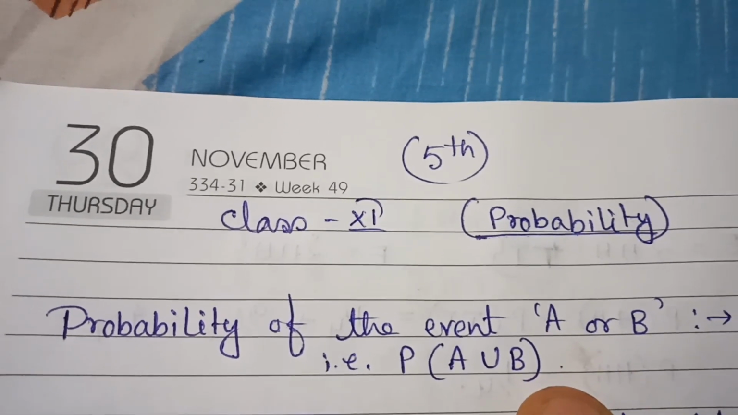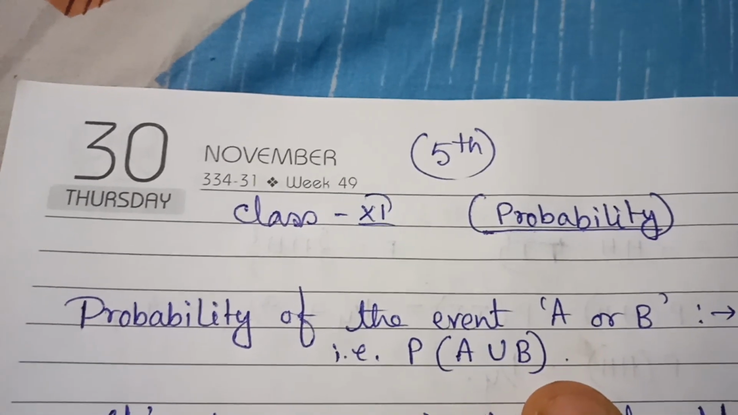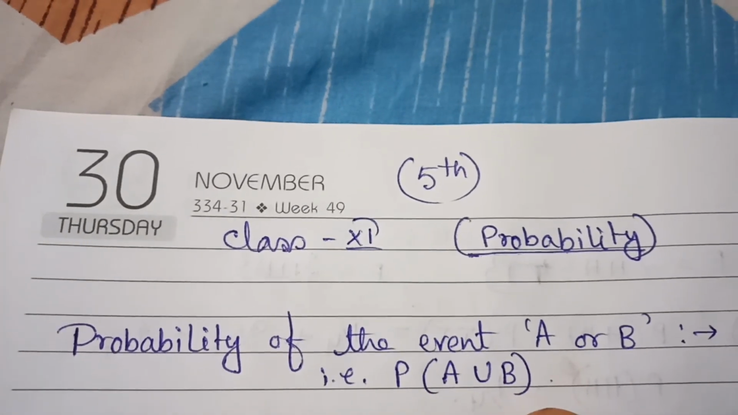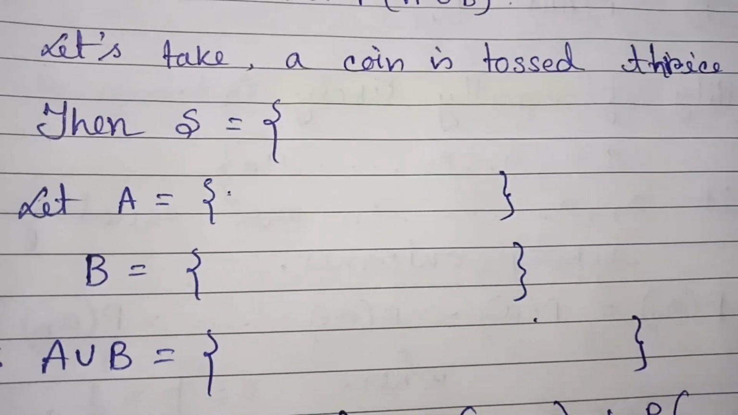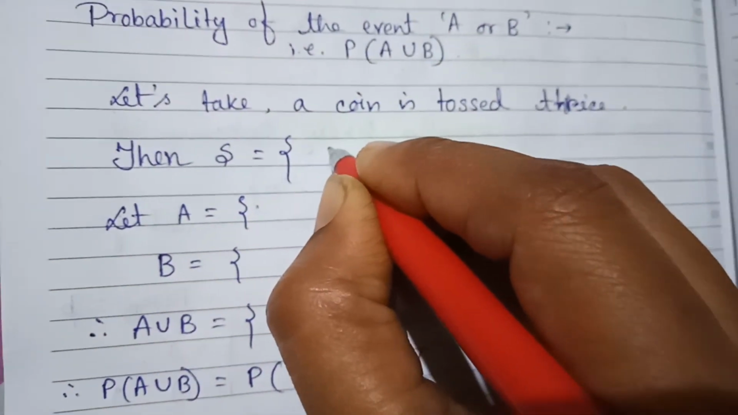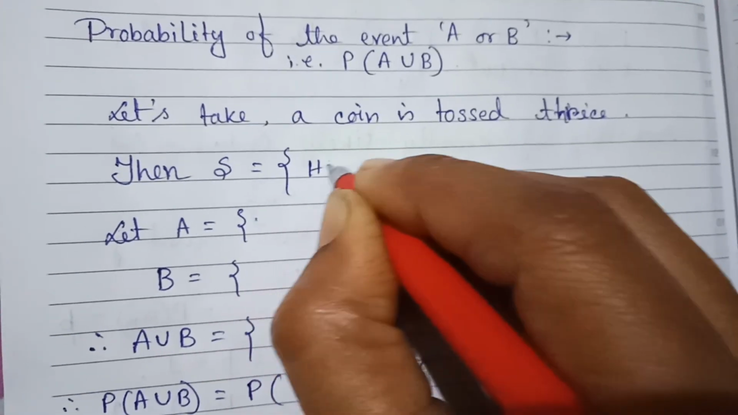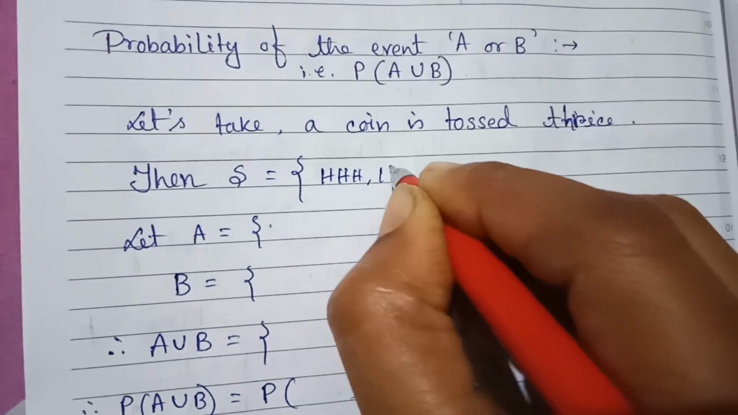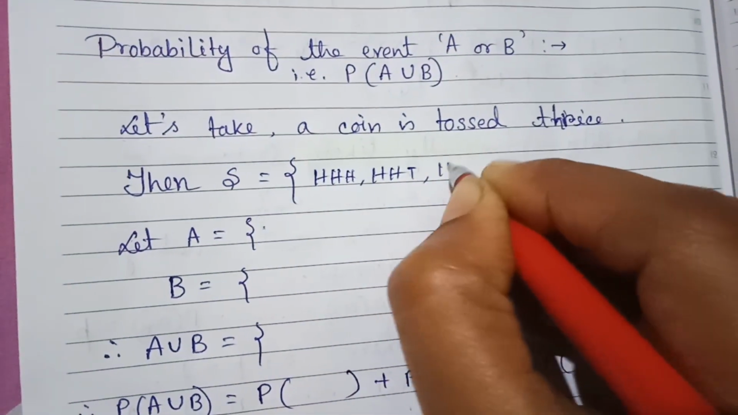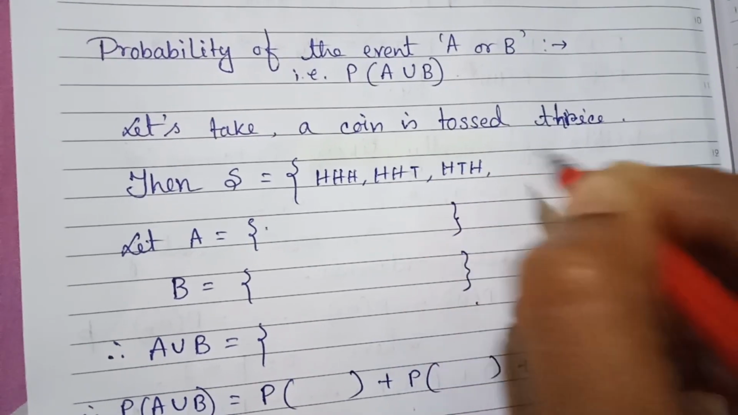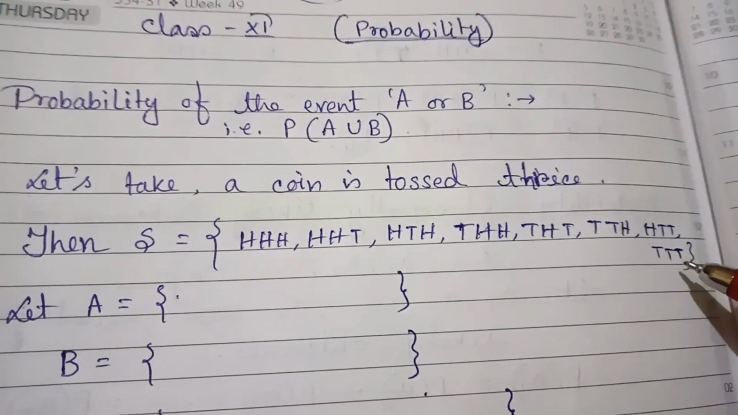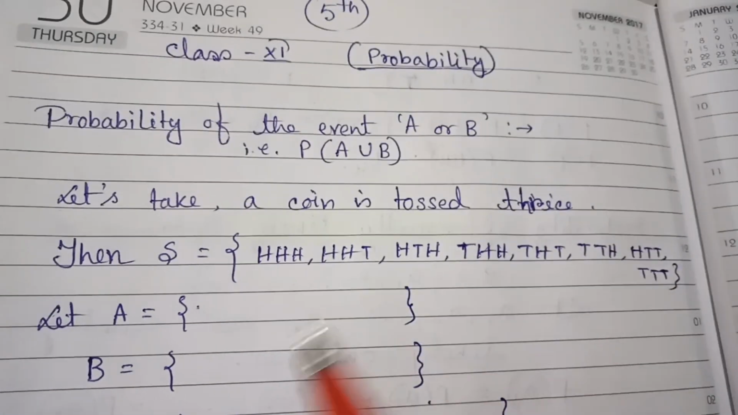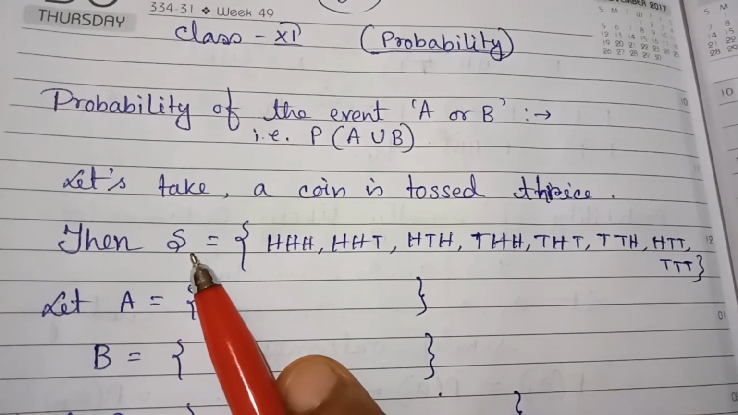Now for that reason, let's take an experiment. Suppose a coin is tossed thrice. Then the sample space will be HHH, HHT, HTH, and so on. So all these 8 elements will be there in the sample space S.